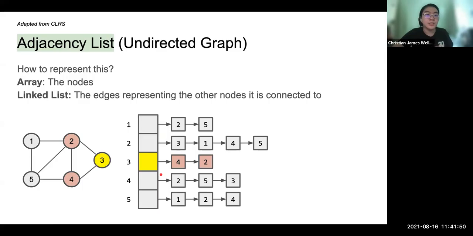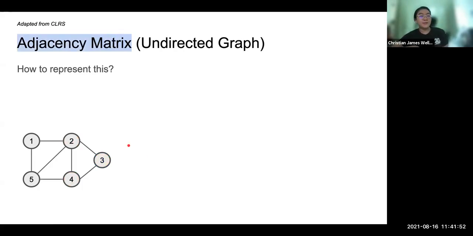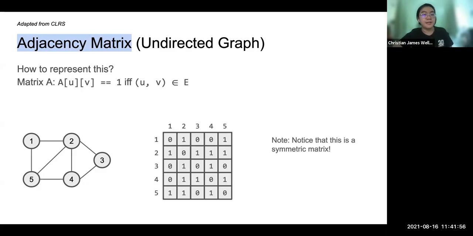And so on. Here is another representation, the adjacency matrix of an undirected graph. We talked about matrices earlier in this video. In matrix A, A_uv equals 1 if and only if the pair (u, v) is an element of E, the edge set. I want you to notice later on that this is a symmetric matrix, and you can think about why it is symmetric in the undirected case.